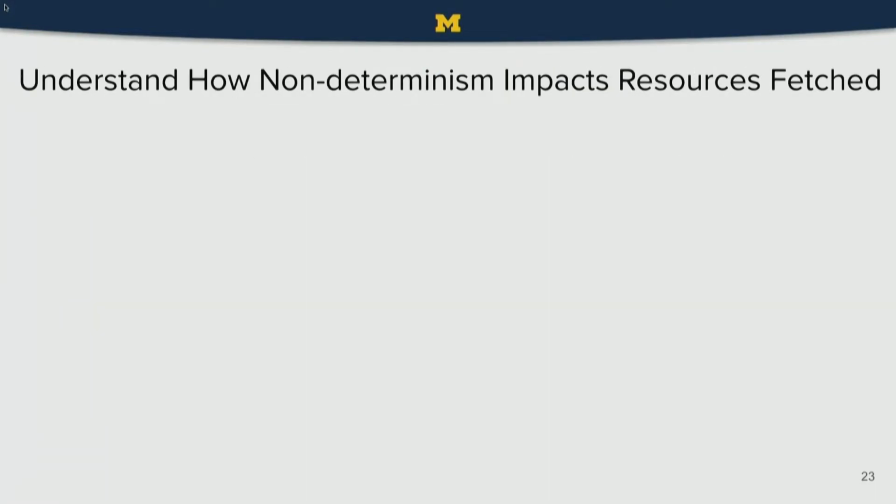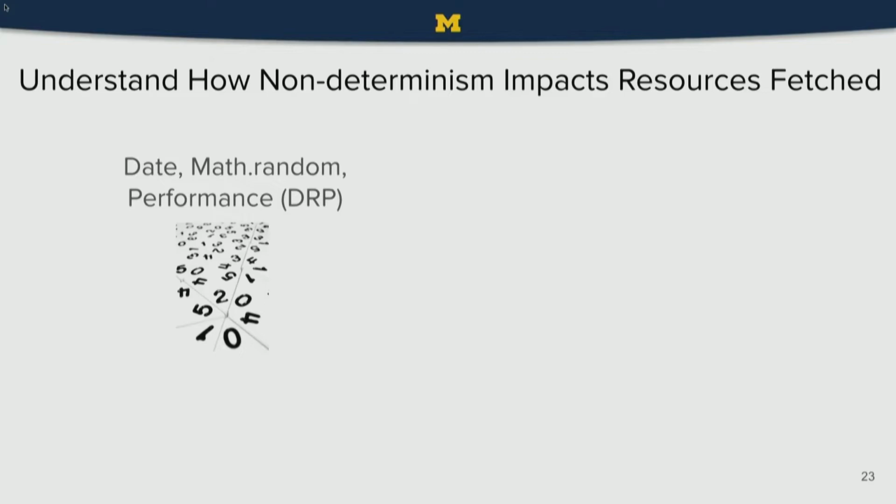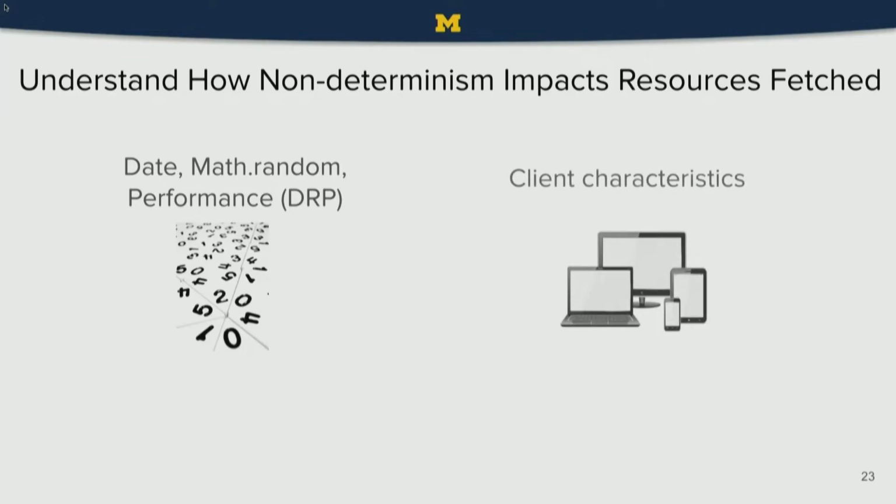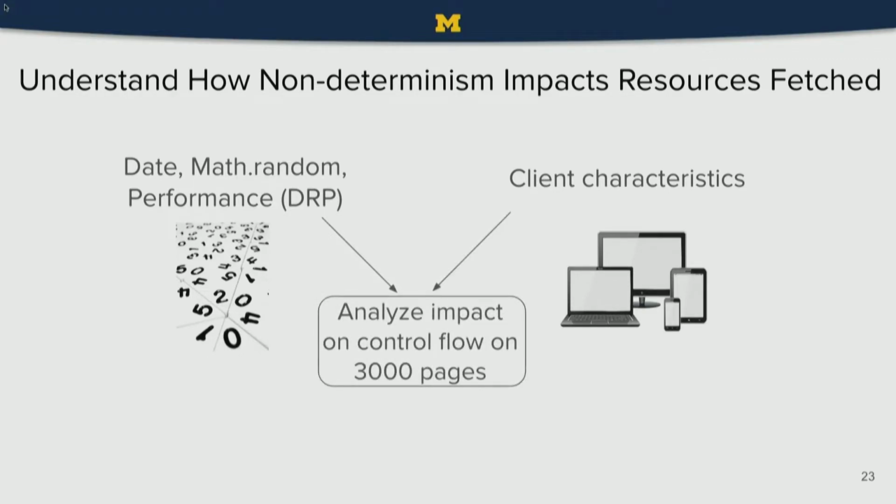And therefore, it's important to understand how these different sources of non-determinism influence resource fetches. To do so, we look at two different categories of non-determinism. One, date, random and performance APIs, which we call DRP APIs. A second, client characteristics, such as screen dimensions, user agent, and operating system. For both these categories of APIs, we analyze their impact on the control flow of JavaScript execution on a corpus of 3,000 pages, and we make a couple of very interesting observations.